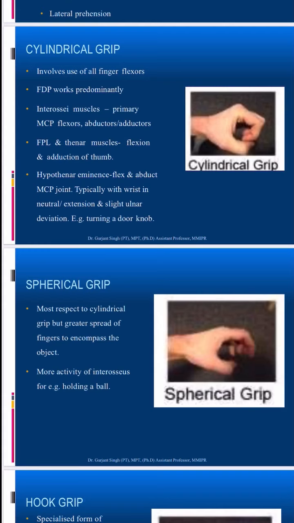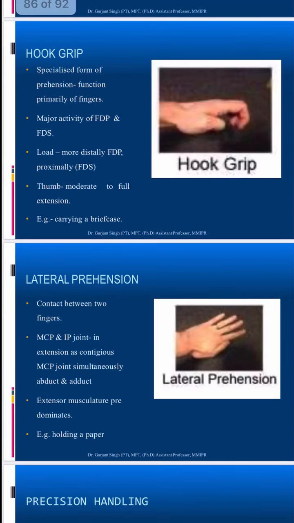The spherical grip is almost similar to the cylindrical grip, but the fingers are spread to a greater extent to accommodate the size of the object. For example, if I am holding a large ball in my hand. The hook grip is basically used to carry a briefcase or poly bags in your hand. It is a specialized form of prehension. The main function is at the fingers only.